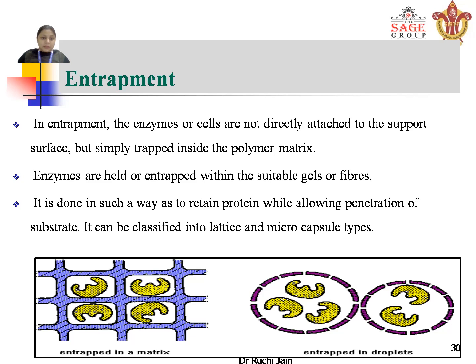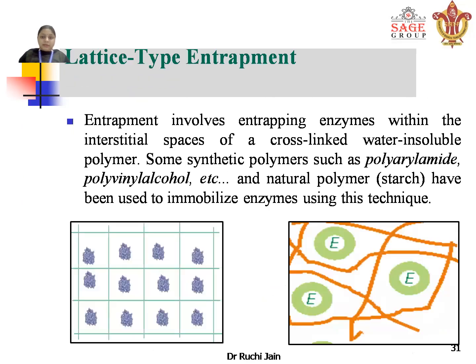So like that, various methods are there for the entrapment process also. Entrapment actually involves polymers such as polyacrylamide, polyvinyl alcohol, etc. Sometimes natural polymers are also used, like starch. So in between the lattice, enzymes are entrapped. This is also one type of lattice.